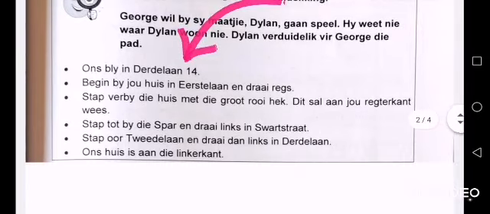Okay, so now he's going to explain. George wants to go visit his friend's house, Dylan, but he doesn't know where he stays. So Dylan is going to explain to George where he stays. Okay, so listen to the explanation.